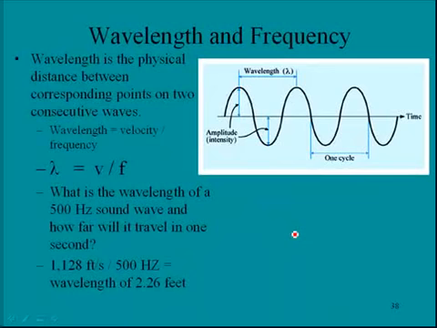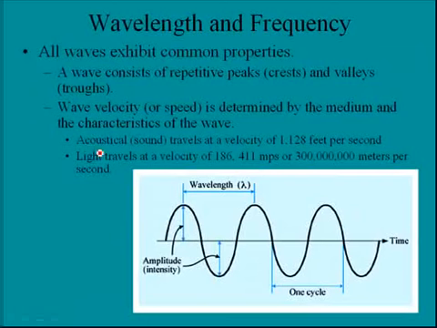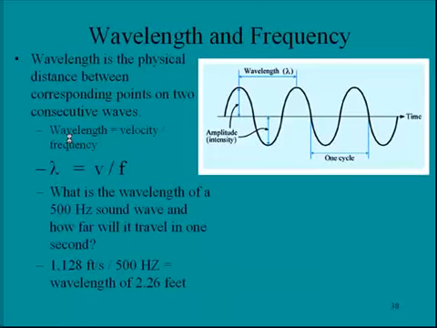Wavelength and frequency. Wavelength is the physical distance between corresponding points on two consecutive waves. And notice when we talk about wavelength, we're talking about a distance. We're not talking about time, we're talking distance. Wavelength is determined by dividing velocity by frequency. And so for velocity, we have to look at the two things we just looked at. Is it the velocity of sound? Is it the velocity of light?